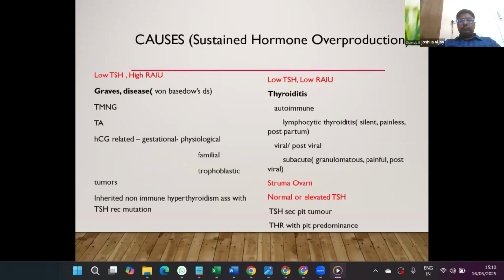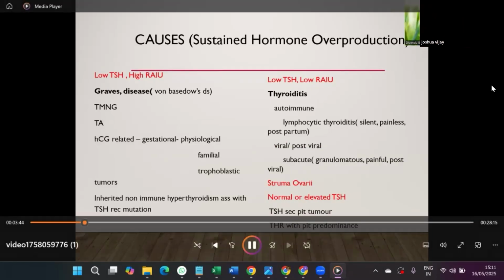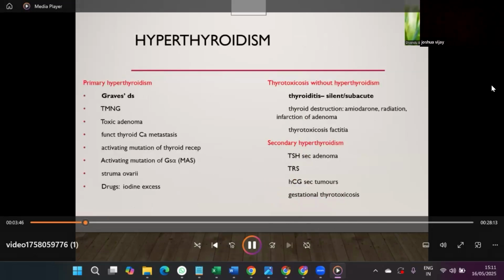So the causes of sustained hormone production can be classified by radioactive iodine uptake and TSH level. Low TSH and high RAIU, meaning the radioiodine uptake is increased in the thyroid gland: the common causes are Graves' disease, toxic multinodular goiter, and toxic adenomas. Low TSH and low RAIU, like thyroiditis: here the gland is destroyed, so there is no uptake. Struma ovarii, and normal or elevated TSH like a TSH-secreting pituitary tumor, are the least common causes.